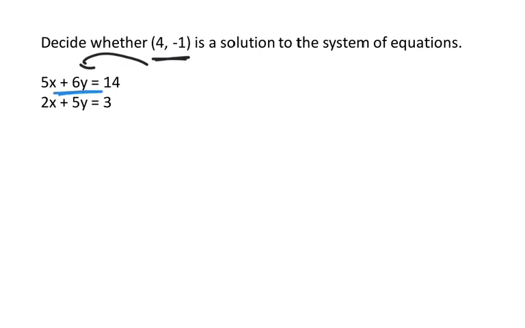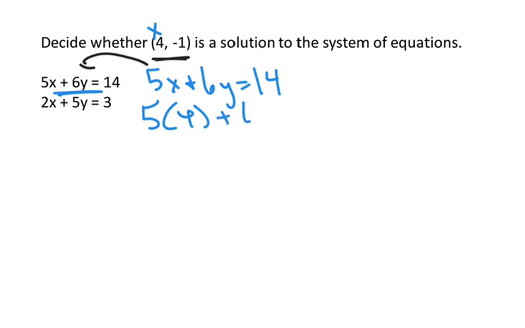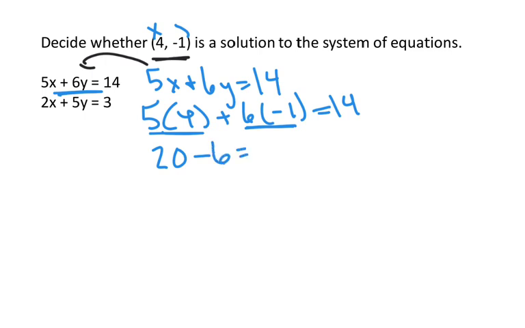So let's start with the top equation, which is 5x plus 6y equals 14. Now let's fill in our ordered pair. So 5 times, instead of x, our x is 4, plus 6 times, instead of y, our y is -1, equals 14. Let's see if that's true. So 5 times 4 is 20. 6 times -1 is -6. And then 20 minus 6 is 14. So 14 does equal 14.